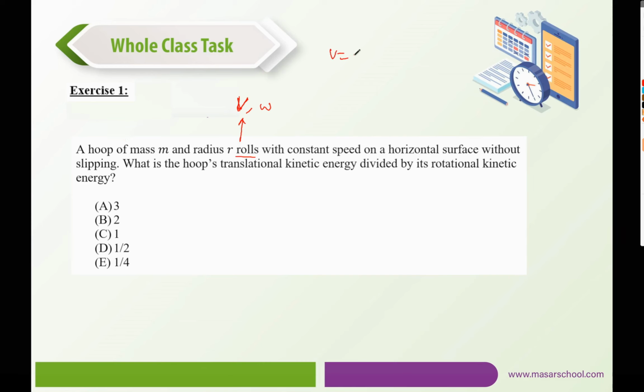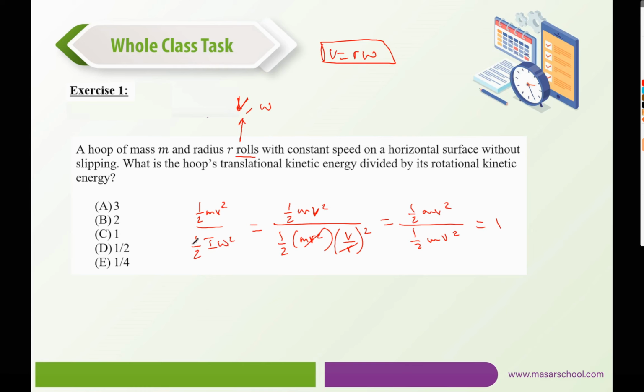And remember that all quantities in physics have units. This happens to be unitless or dimensionless because it's a ratio between two quantities that are of the same unit, and C would be the correct answer. Which means that whenever a hoop is rolling without slipping, the energy between the translational and the rotational is divided equally between both.